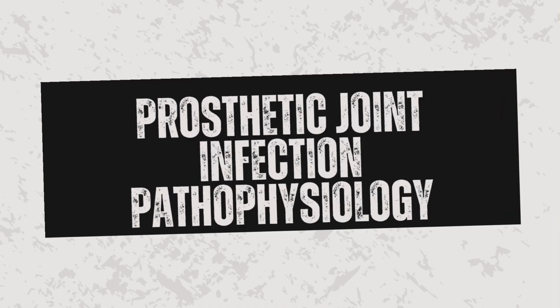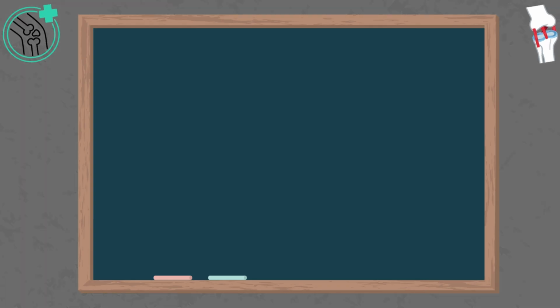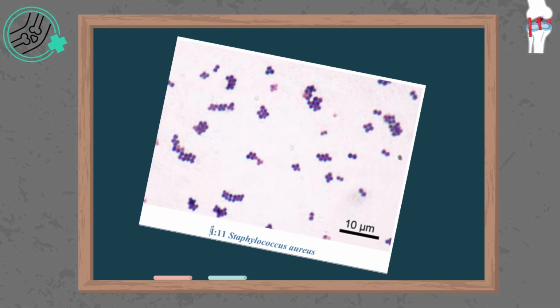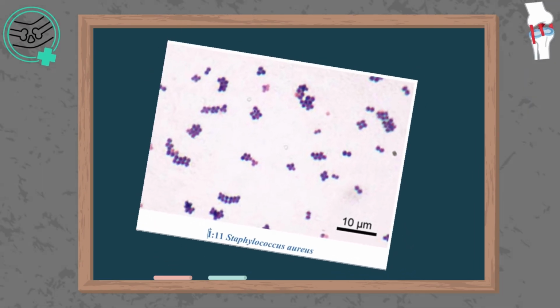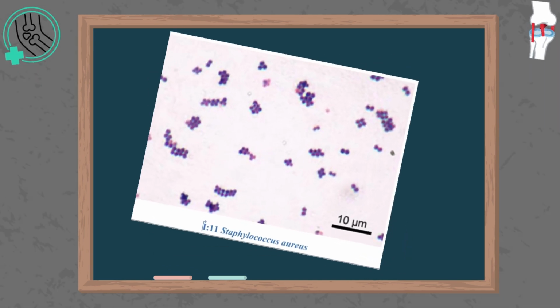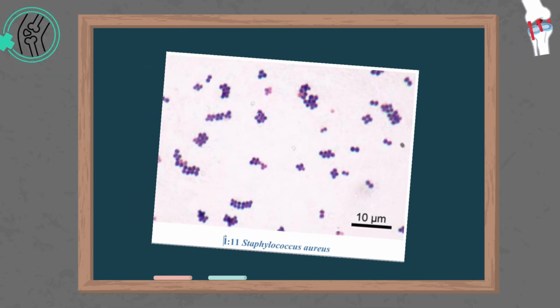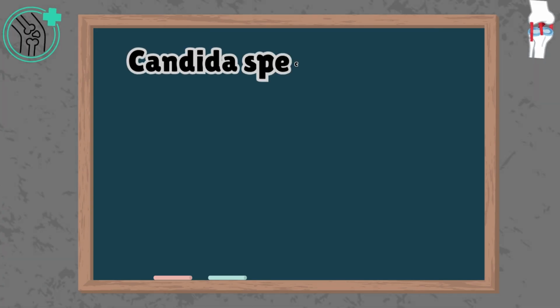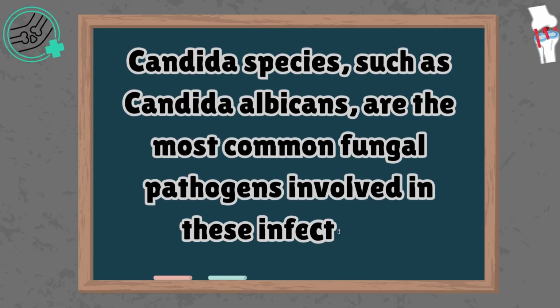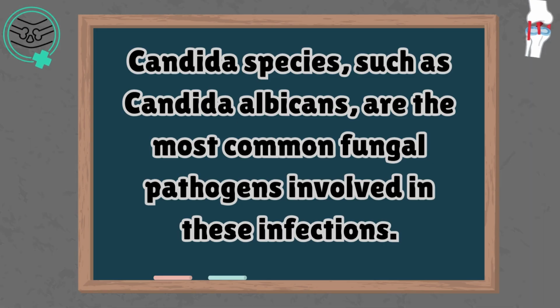Prosthetic joint infection pathophysiology. The most common bacterial organisms responsible for prosthetic joint infections include Staphylococcus aureus, Staphylococcus epidermidis, and coagulase-negative Staphylococcus species, particularly in chronic infections. Candida species, such as Candida albicans, are the most common fungal pathogens involved in these infections.